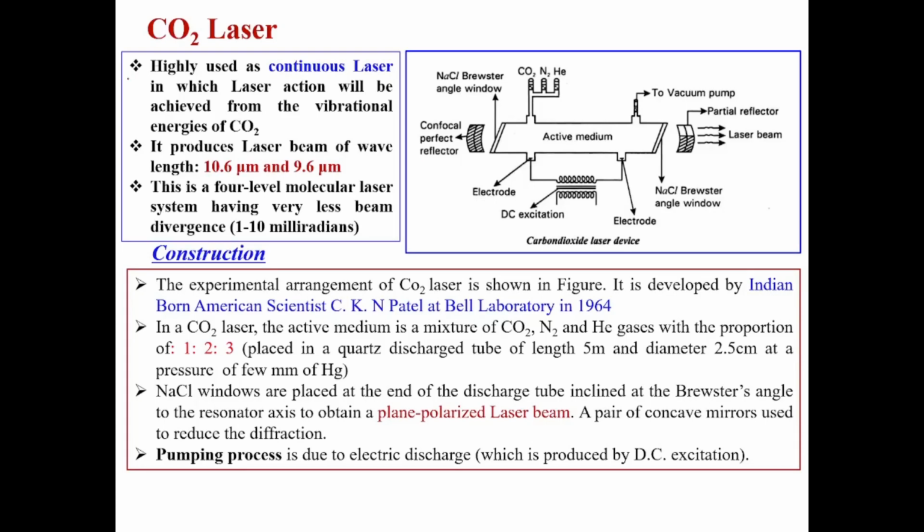Here, these are the basic features of carbon dioxide laser. It is highly used as a continuous laser, in which laser action is achieved from the vibrational energy of the carbon dioxide molecule. It produces a laser beam of wavelength around 10.6 micrometer and 9.6 micrometer. This is a 4-level molecular laser system having very little beam divergence, approximately 1 to 10 milliradians.